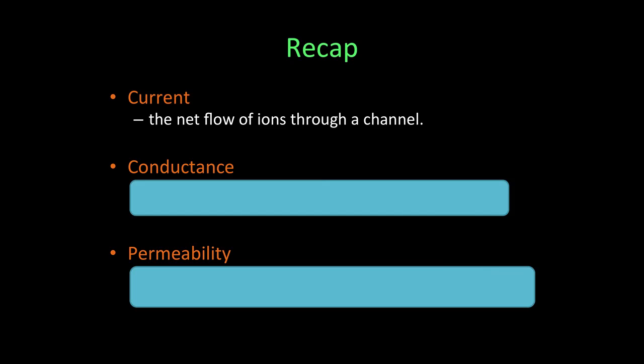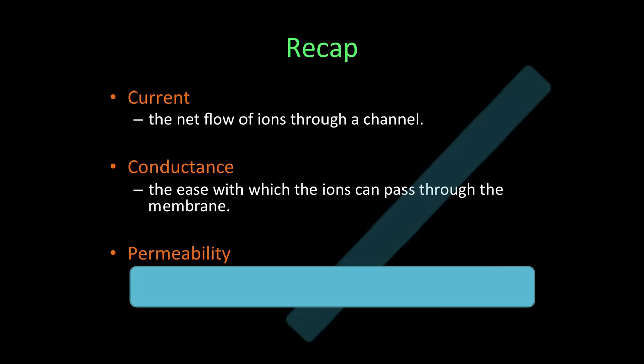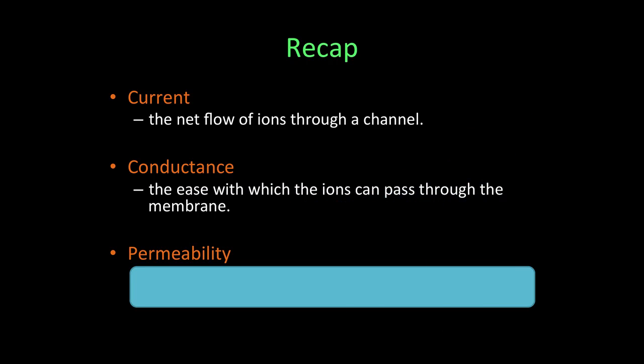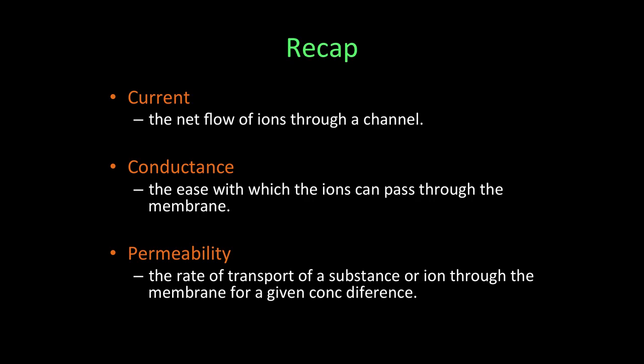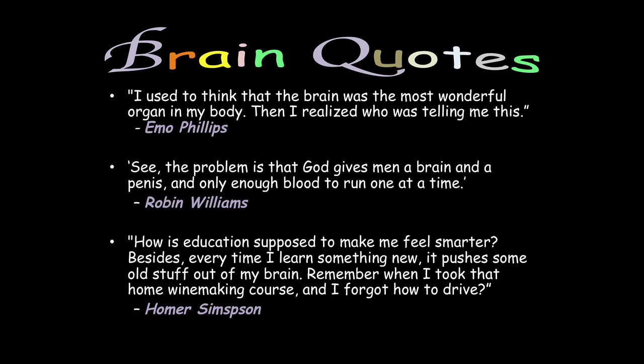Let's go to the second one, conductance. Again, you have that paper and pen next to you. Write down what you think is the meaning of conductance. Very good, so you got the second one correct. The ease with which the ions can pass through the membrane. So you have 2 out of 3 correct so far. So we're going for the third one, going for the hat trick. I know you're ready for this. Permeability. It is the rate of transport of a substance or ion through the membrane for a given concentration difference.